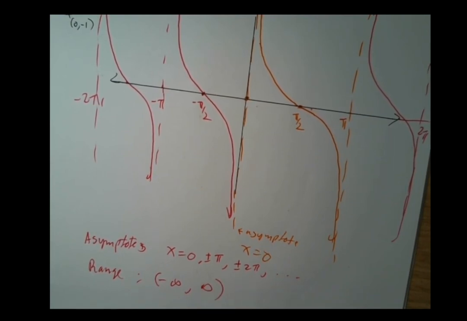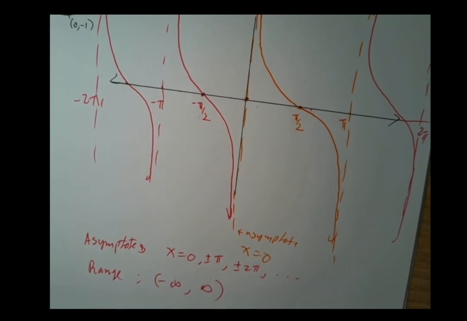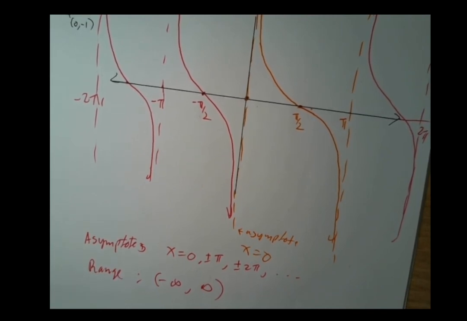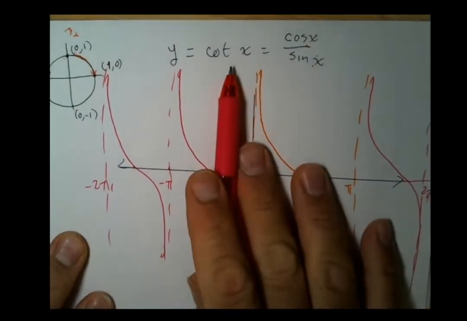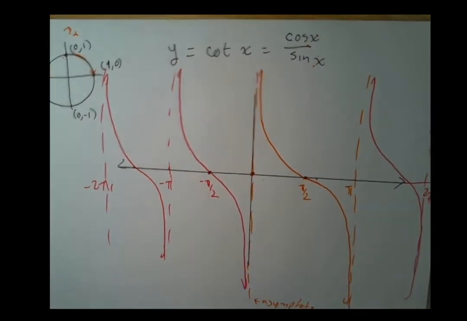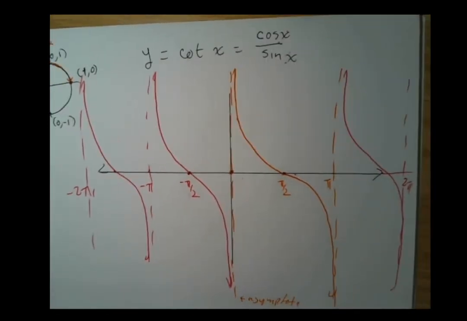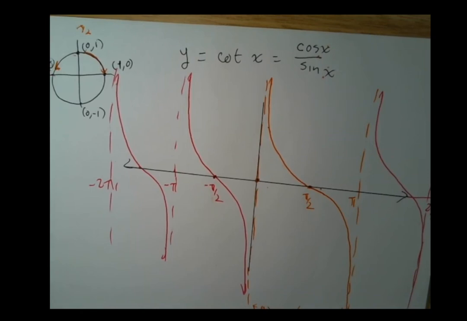In future videos, similar to sine and cosine, we'll look at how we can shift it vertically and horizontally. These graphs don't have amplitudes, but multiplying by some factor outside stretches or compresses the values. That will be later on in this module.